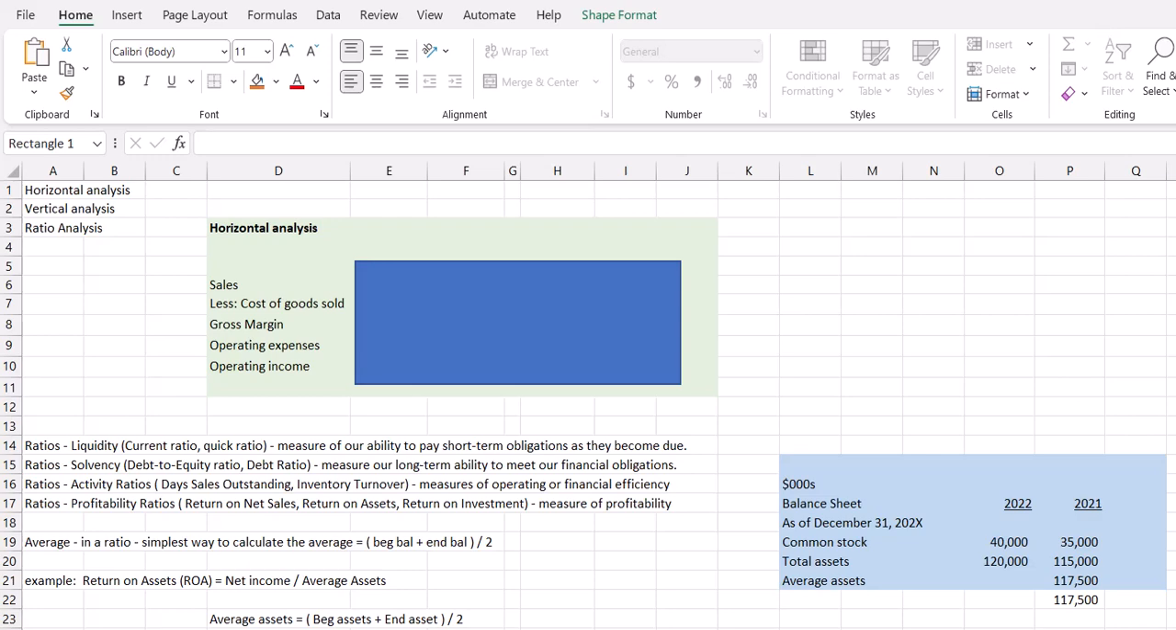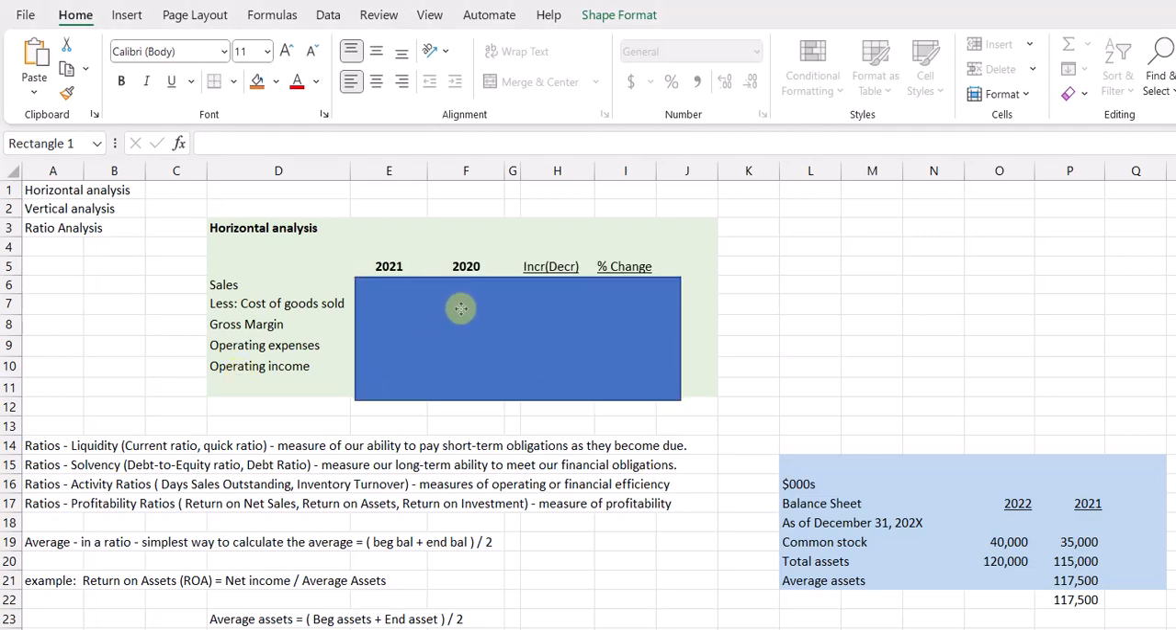Okay, so let's explore horizontal analysis, vertical analysis, and ratio analysis. Now, we're going to approach this with a very simple financial statement. We'll have sales less cost of goods sold equals gross margin less operating expenses equals operating income. Okay, very simple income statement. We're not including many other lines just to illustrate how this works.